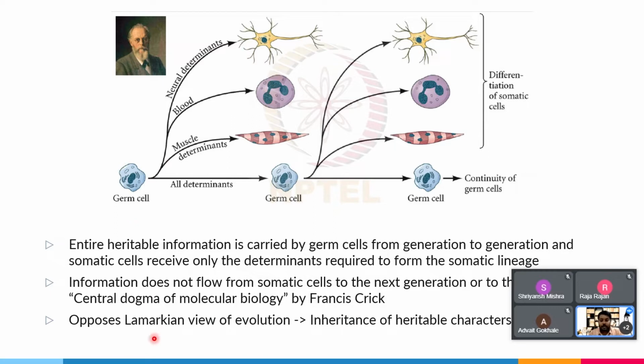This also opposes the Lamarckian view of evolution, in which it was told that many main inheritance of heritable characters are there. That is, the blood cells of one generation can also send information of learned characteristics to the cells of the next generation. That is, blood cells of this generation can transfer information to the blood cells of the next generation. But the germplasm theory tells us that it is not possible. Only the germ cells will carry the information.